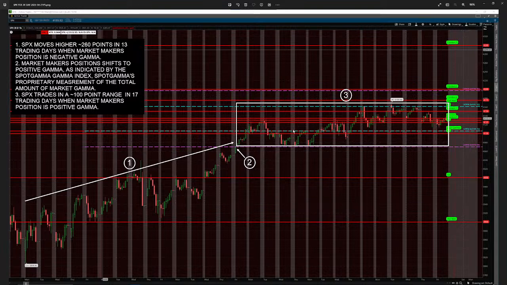SPX settles in a trading range, an approximately 100-point trading range. At the time that I put this together over the weekend, SPX had been trading in that more narrow range for the last 17 days. So that is a clear indication of the power of tracking that number, positive or negative gamma. And I posted this in Discord.